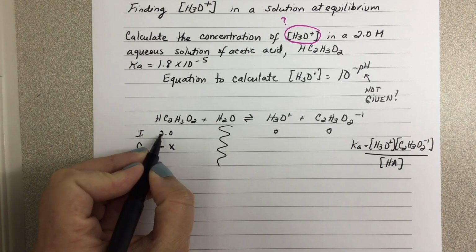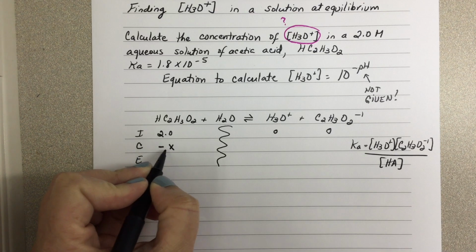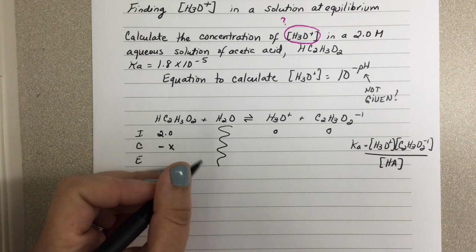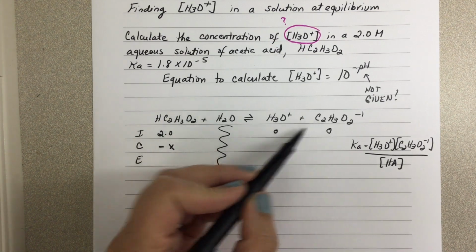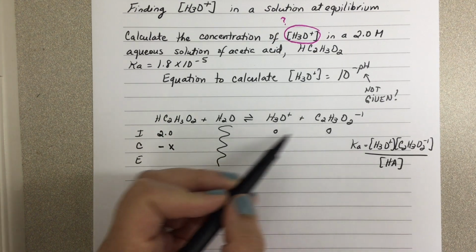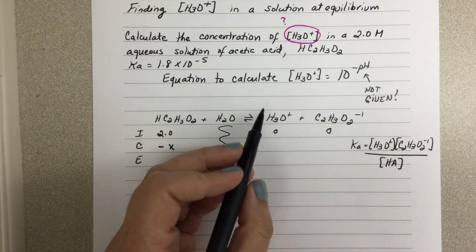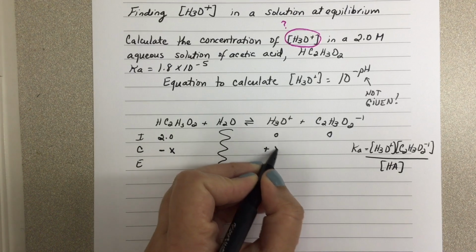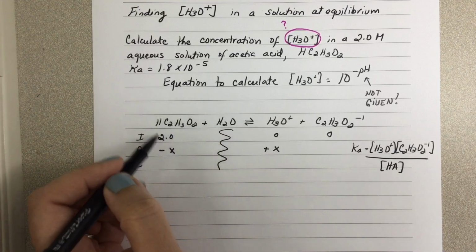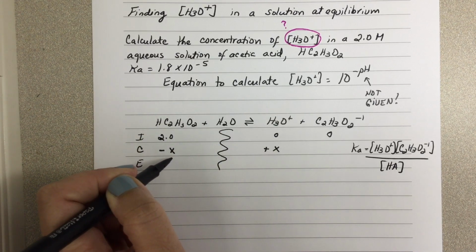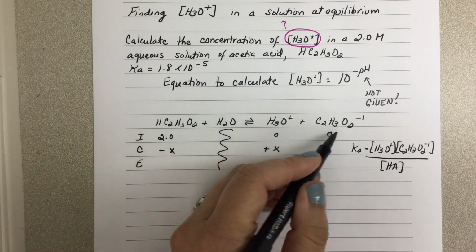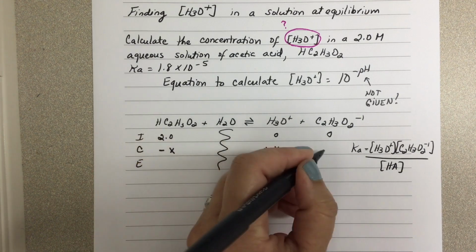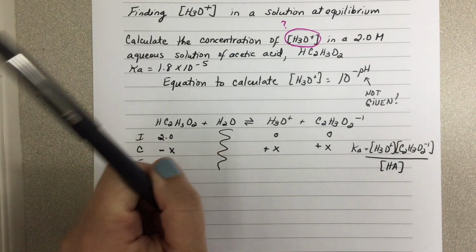That concentration, 2.0, is going to be decreasing by X amount. We don't know how much X is, but we can find out that number. Your initial concentrations here are 0. They're going to be increasing. You have 1 mole of hydronium, so this will be increasing by X amount. So your initial concentration is decreasing by X, and your concentrations here for your products are going to be increasing by an X amount that we don't know how much it is.